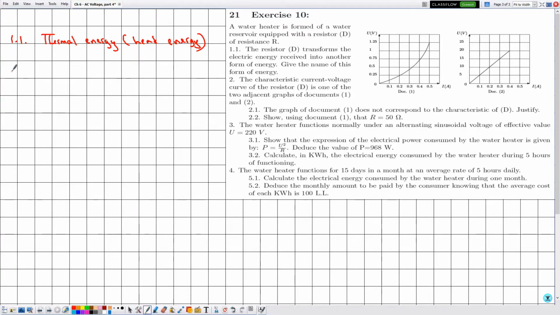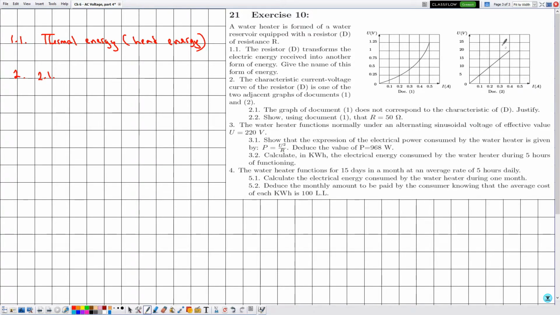Okay, the resistor performs both roles, but here we are interested in the thermal energy. Now in number 2 they are telling me the characteristic current voltage curve of the resistor D is one of the two adjacent graphs of documents 1 and 2. So they mentioned documents 1 and 2, now we can use them. They are telling me in 2.1 the graph of document 1 doesn't correspond to the characteristic of D.